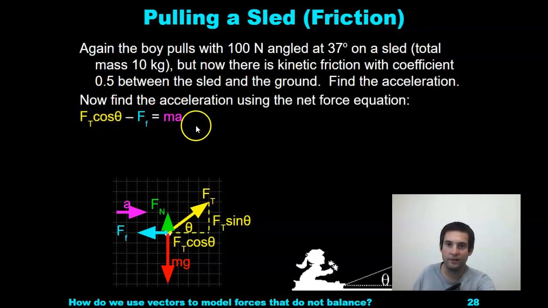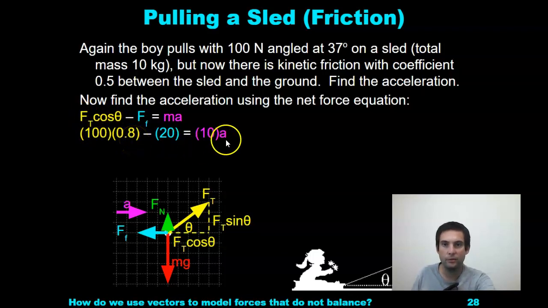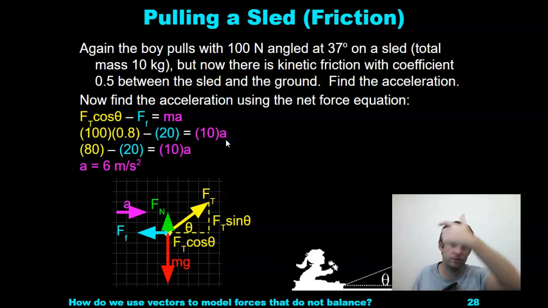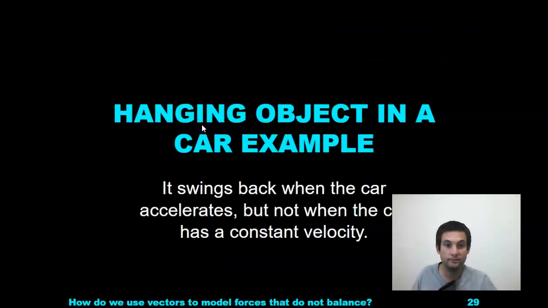Stuff that makes it go minus stuff that holds it back equals mass times acceleration. We know now what the frictional force is. And we know Ft is 100 cosine of theta, where cosine theta equals 0.8. So dividing by 10 on each side, we get the acceleration to be 6 meters per second squared. That's it for that one.